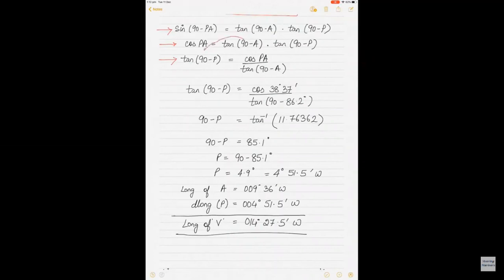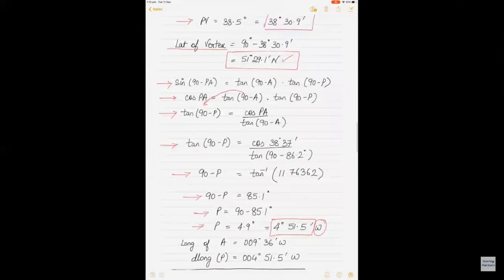So we put all the values in here. Follow my prompts given here. What you should get is angle P. So tan 90 minus P, you put on one side, and then we get angle P as 4 degrees 51.5 minutes.